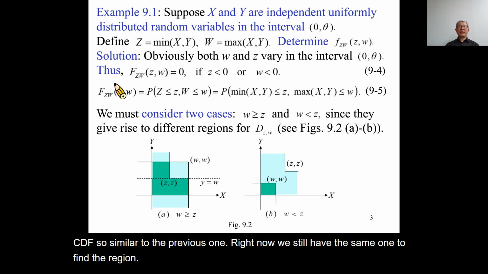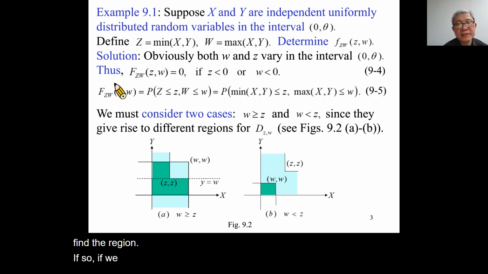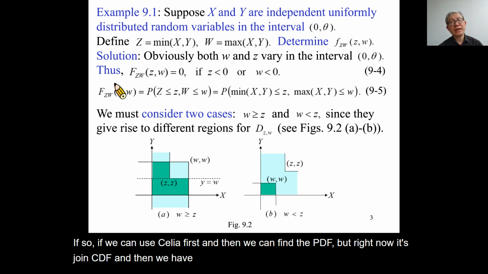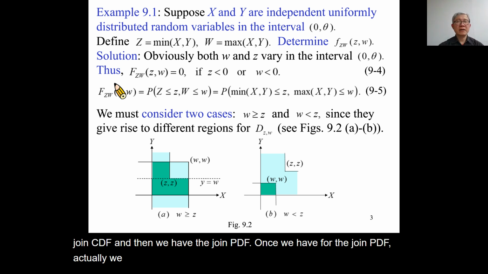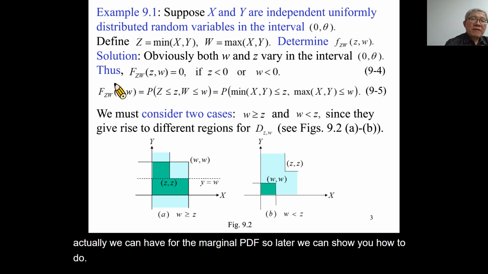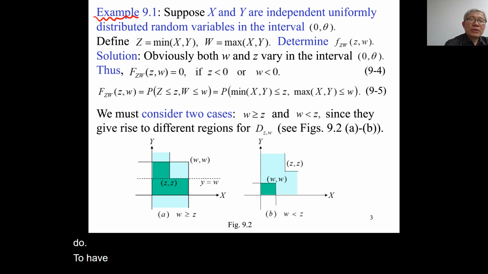If we use the CDF first, then we can find the PDF. But right now it's the joint CDF, and then we have the joint PDF. Once we have the joint PDF, actually we can have the marginal PDF. So later we can show you how to do it. To have the derivation, we can consider this example.